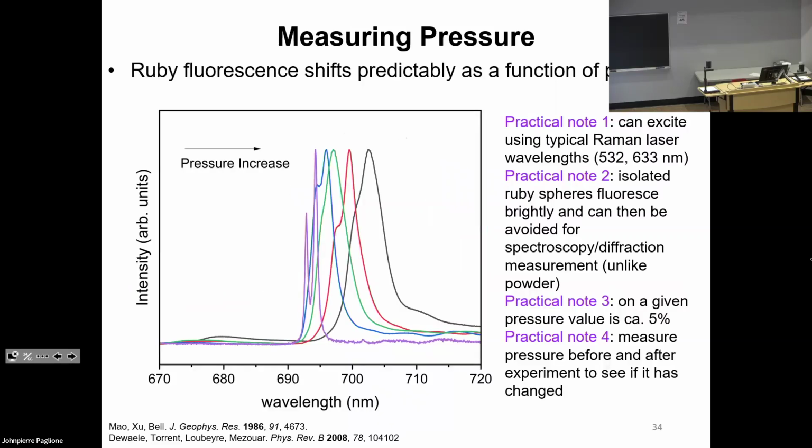Okay, to measuring pressure. So you saw that little ruby sphere that I had smashed on the steel earlier. The reason we use ruby is ruby fluorescence shifts predictably as a function of pressure.